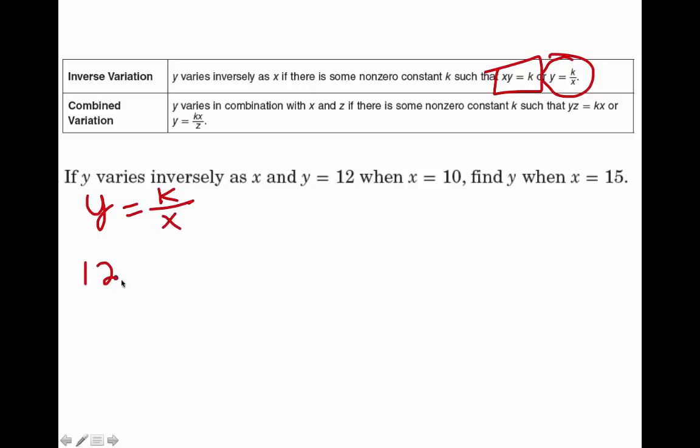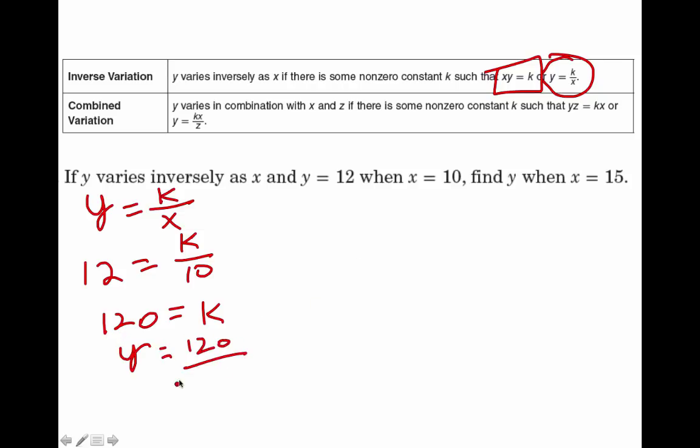Put in a 12, put in a 10, multiply both sides by 10, plug in your new k and your new 15, new x over here. Y equals 120 divided by 15, which is 8.